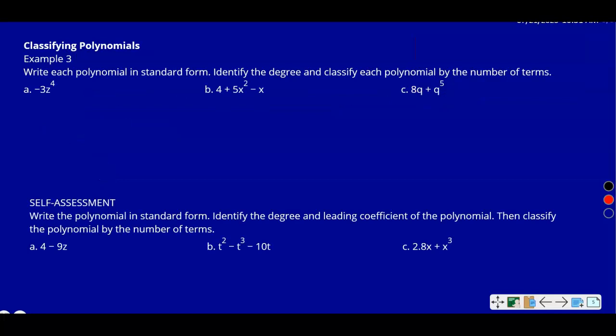All right, example 3, classifying polynomials. Write each polynomial in standard form, identify the degree, and classify each polynomial by the number of terms. All right, so A part, negative 3z to the 4th, that is a monomial. So that's going to be negative 3z to the 4th. There's no other way to write that. So that is in standard form. And your highest exponent is a 4, so your degree is 4. And it's one term, so it is a monomial.